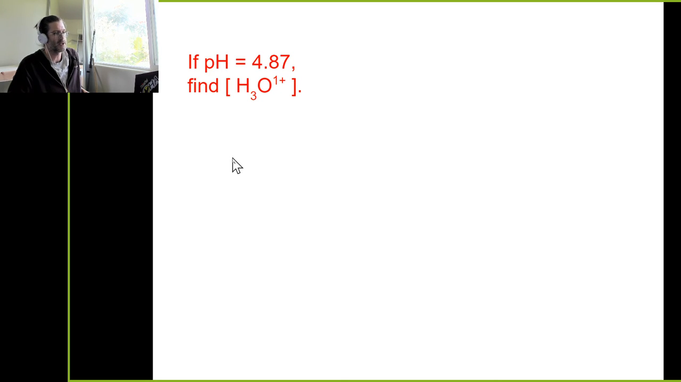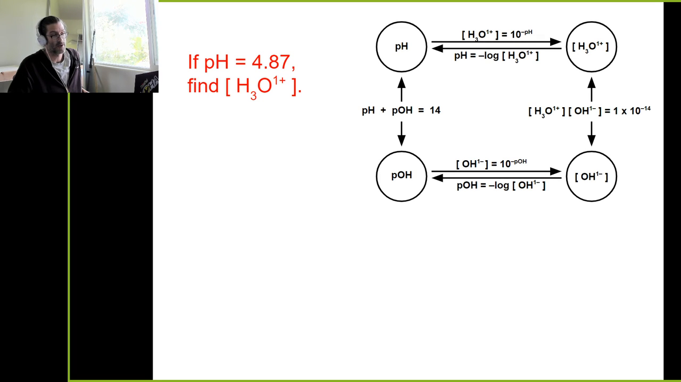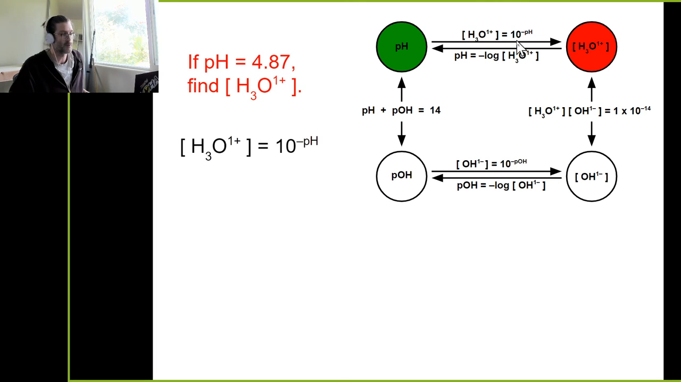So suppose we have a pH of 4.87 and we want to know the concentration of H plus. We're starting in the upper left corner, going to the upper right corner. We have to solve for H3O plus, so we're just going to take 10 and raise it to the opposite of our pH power. So negative 4.87. 10 to the negative 4.87 will give us our concentration of H plus.